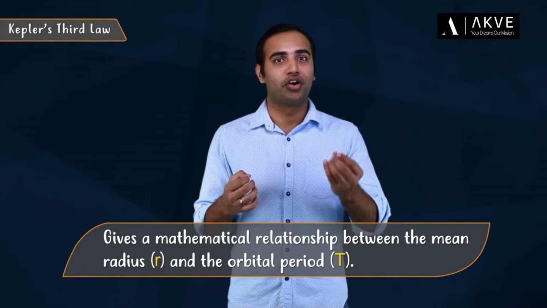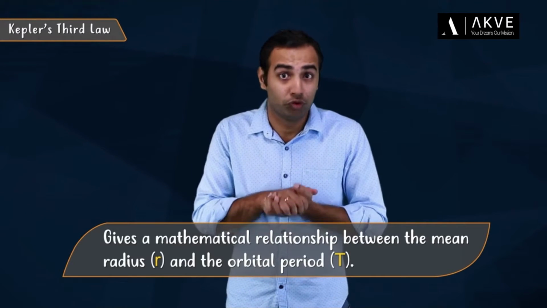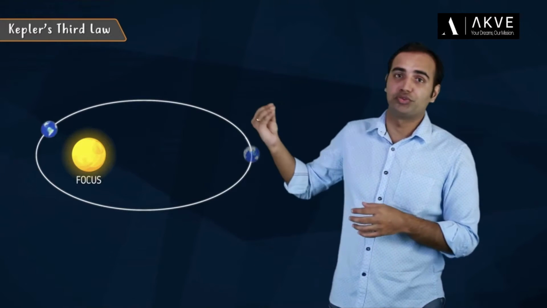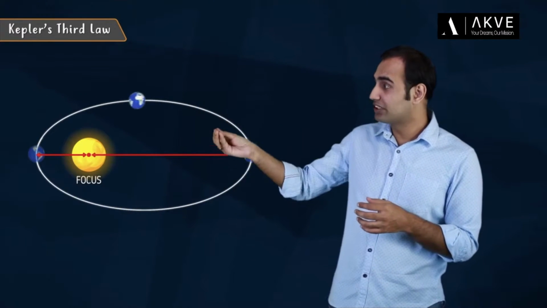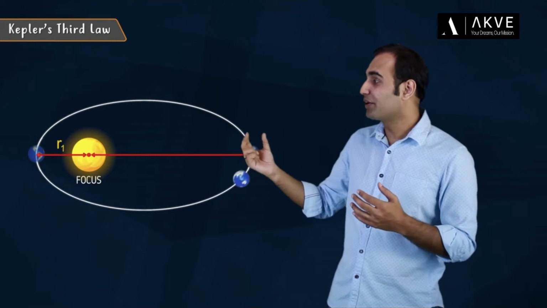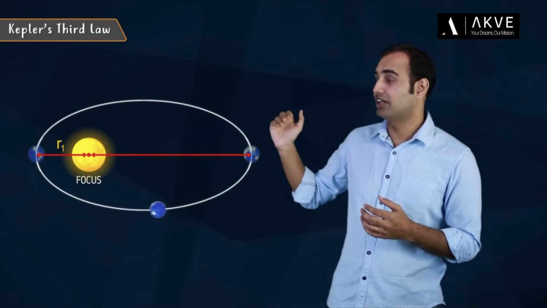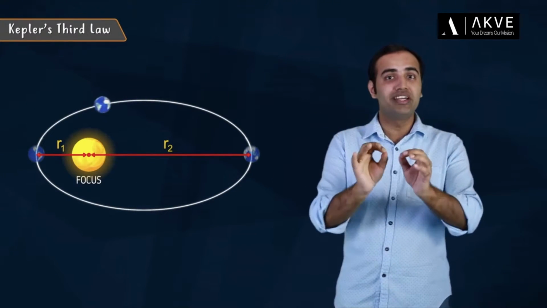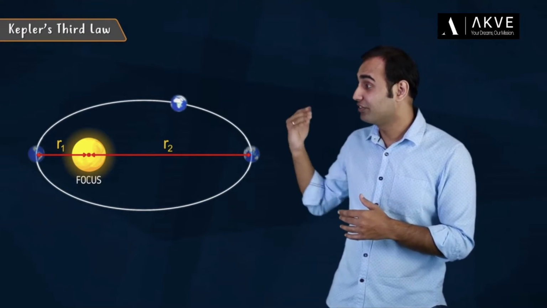Great! Now, Kepler's third law gives us a mathematical relationship between the mean radius and the orbital period. Now, the question is, what do we mean by these terms? Mean radius is the average radius of any planet taken from the sun. As an example, I have calculated the mean radius of Earth over here. You can see that I have marked 2 separate distances on the entire trajectory of planet Earth taken from the sun. R1 is the shortest distance between the sun and the Earth, and R2 is the longest distance between the sun and the Earth.